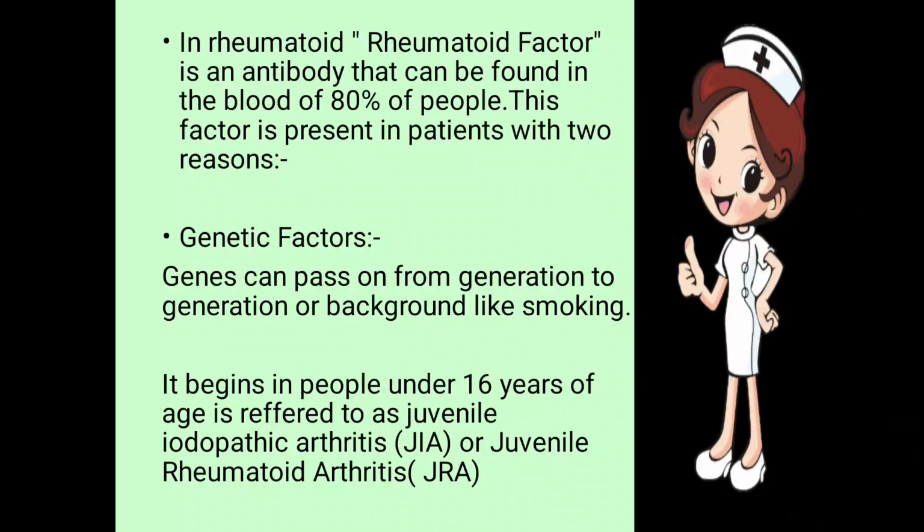It begins in people under 16 years of age and is referred to as juvenile idiopathic arthritis, which is JIA, or juvenile rheumatoid arthritis, which is JRA. So it basically begins in people under 16 years of age, before 16 it starts developing in a person.